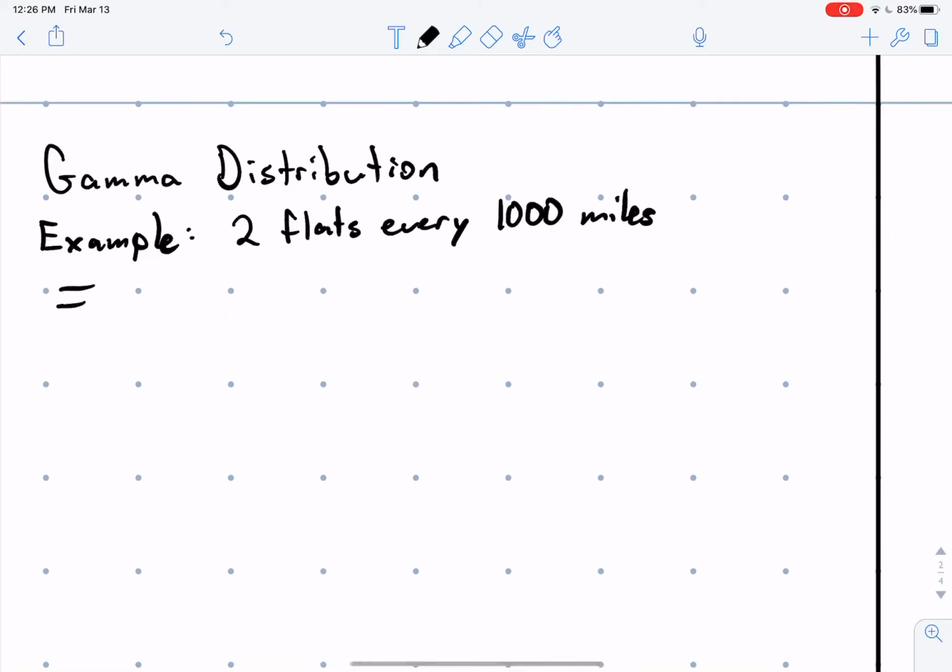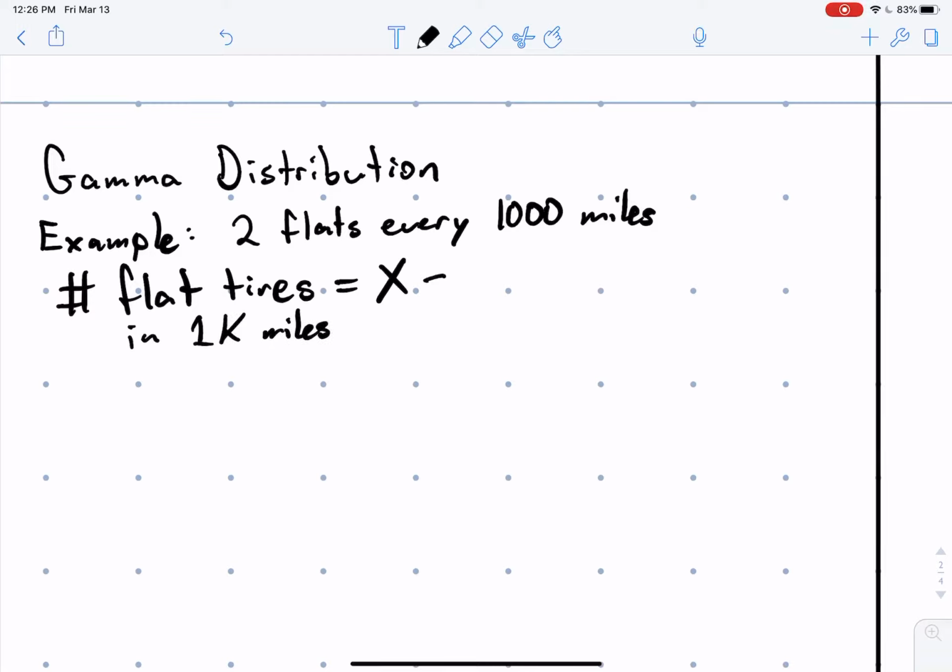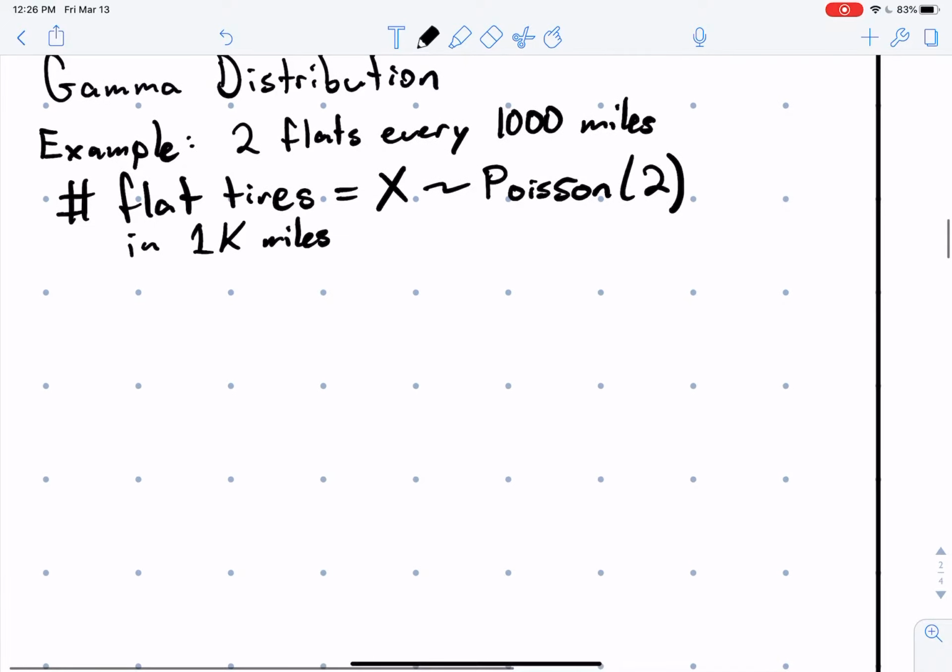So the number of flat tires on my bicycle, X in 1,000 miles, is distributed as Poisson 2. So it's variable. It might have no flats. It might have many flats, although that's unlikely.